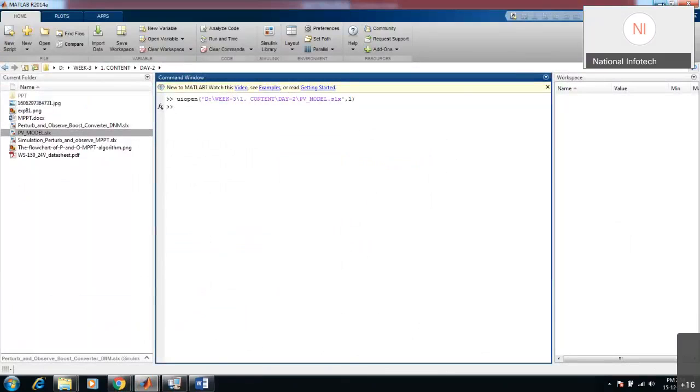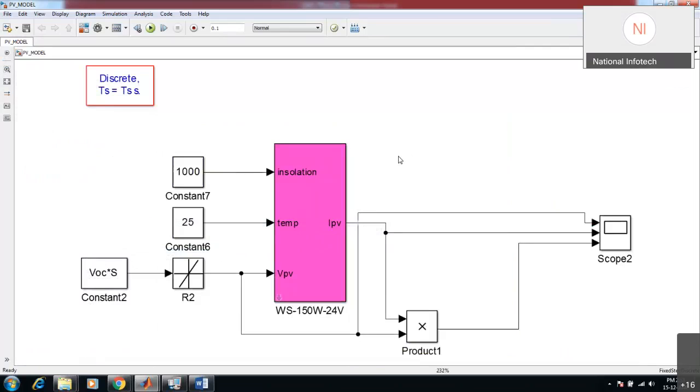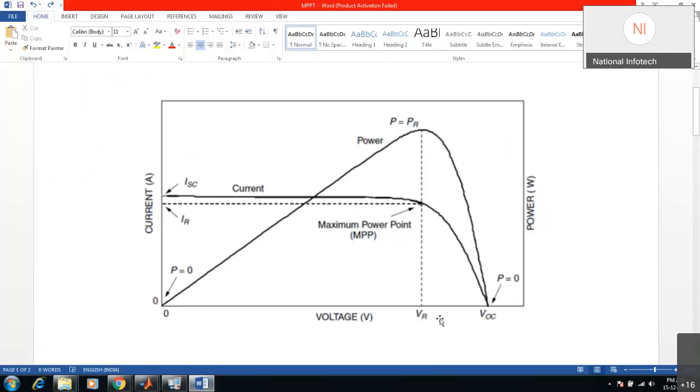So before we go there, let us just see this simulation, how we have simulated this panel. In this panel, we are applying this voltage, the PV voltage, the panel voltage, and we are varying it in the range of 0 to VOC. In between there is the maximum power point, and the voltage at that point is called VMP. So we will be giving the voltage in the range of 0 to whatever the VOC is.